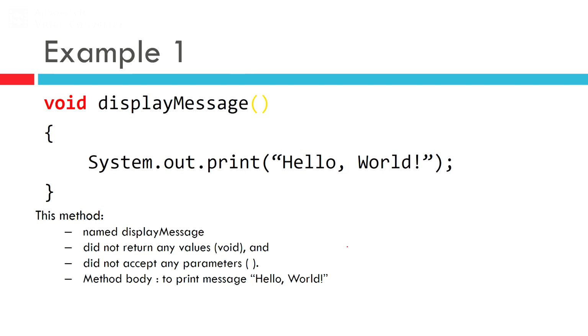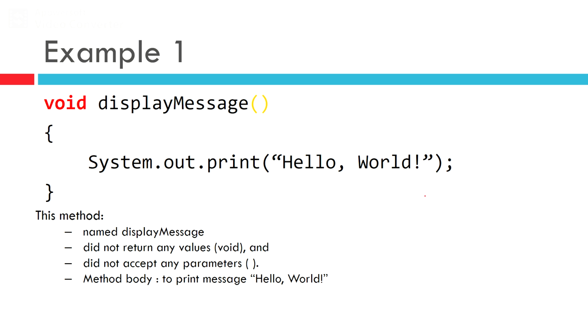This is an example of type 1 method definition. It's a type of void, no return value. The name of the method is display message. And now there is no parameter involved, so the blank bracket. But the process is to display message hello world.